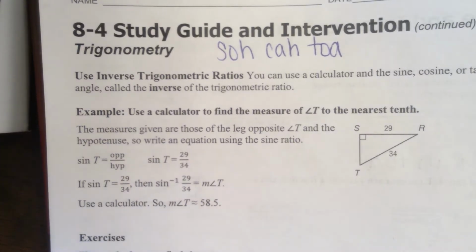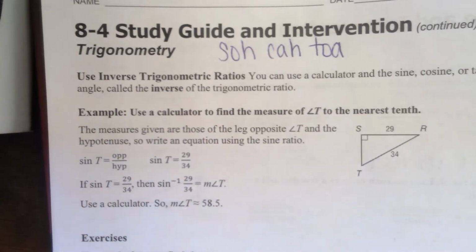In the previous section, we talked about the trigonometric ratios, sine, cosine, and tangent. We use those to find the ratio of the lengths of two sides of a right triangle. In this section, we're going to use the inverse of the trigonometric ratios to find the measure of the angle using the inverse of either the sine, cosine, or the tangent.